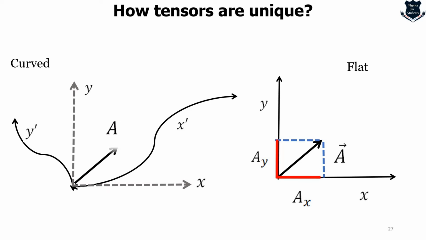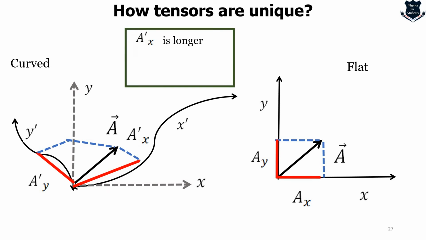So in that case the vector obviously remains the same, but the components of the vector, as you can see, A prime x and A prime y, change. So what happens is that A prime x is longer, A prime y is also longer, however A remains invariant. So that actually brings the beauty of the tensor. As you can see, the measurement of the vector should be invariant, however the components of the vector, the entire transformation, takes place.